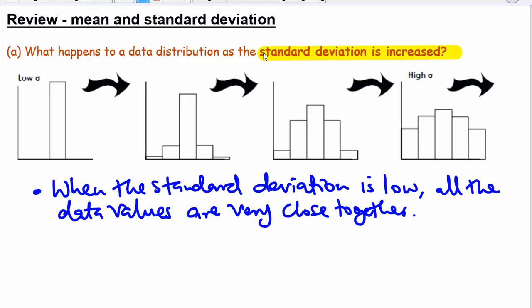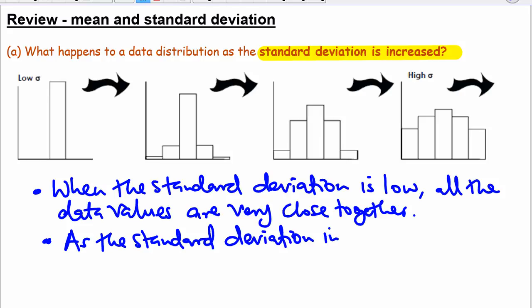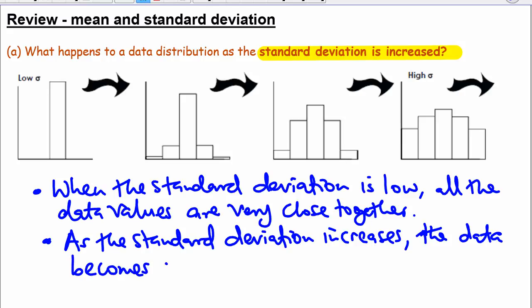So when the standard deviation is low, all the data values are very close together. And also we can say that as the standard deviation increases, the data becomes more spread out. Okay, so those are two important observations that we can note from the effect of changing standard deviation.